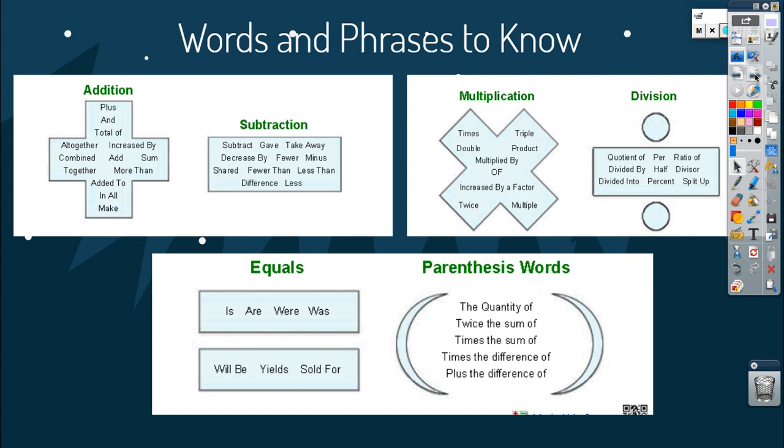Now, these are key words and phrases that will help you understand writing an expression or equation and whether you need to add, subtract, multiply, or divide. So pause your screen for a minute and look at some of these key words so you become familiar with them.